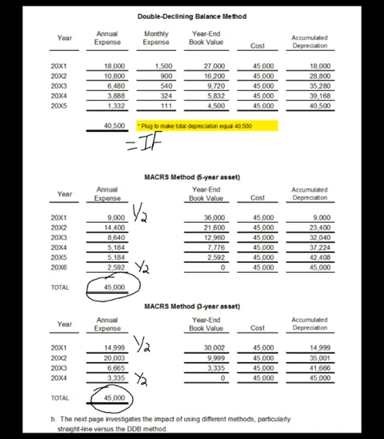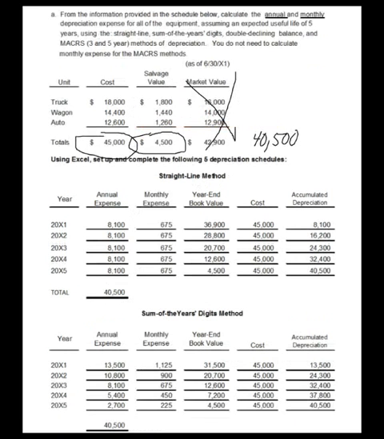Okay, the other thing I want to talk about on this recording is, what do you do if you buy the asset in the middle of the year? So I'm going to assume that we bought these pieces of equipment on October 1 of the first year. How would that change the annual depreciation expense?